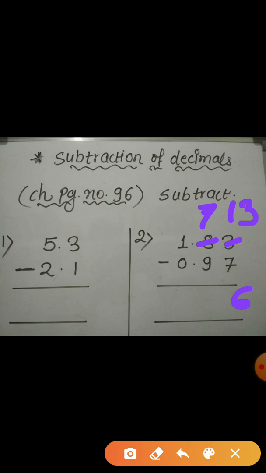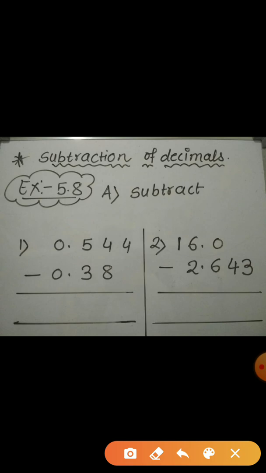7 minus 9 is not possible again as 9 is bigger than 7. So I am going to take a borrow from 1. So I cut 1 and write the 0 and this will become 17. 17 minus 9, 8. Then the decimal point will come and 0 minus 0, 0. Hence the subtraction is 0.86.